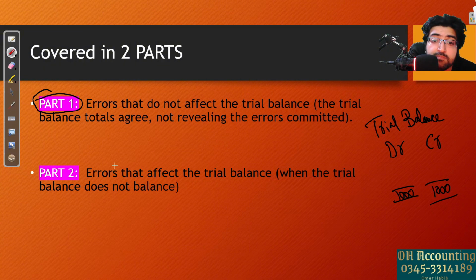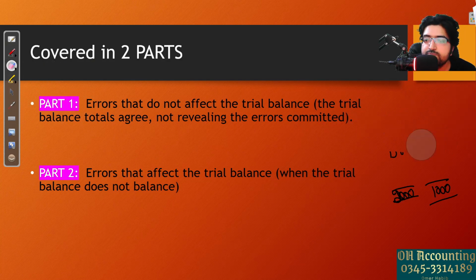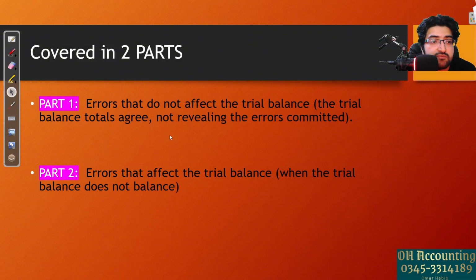Then in part 2, I will discuss those errors which affect the trial balance, which means the totals will be different because of those errors that we make in part 2. So we have two types of errors: errors that do not affect the trial balance and errors that affect the trial balance. Okay. So let's begin with part 1.